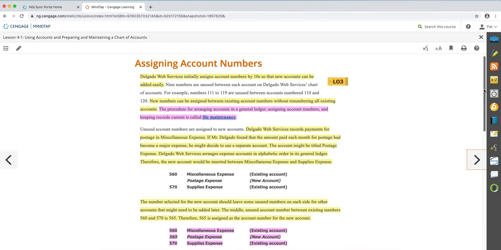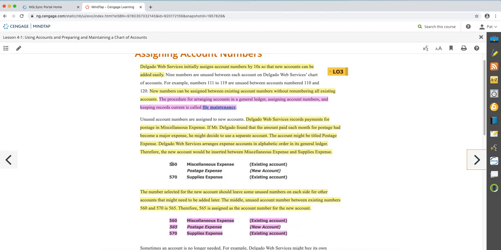Assigning the account numbers. So we're going to be assigning numbers to these. It's called file maintenance, the procedure for arranging general ledger accounts, assigning account numbers, and keeping the records of these. So putting these numbers in the correct order is file maintenance. We already talked about how we're assigning numbers by 10. And so 560, 570 is an example here that we're doing with miscellaneous expense.